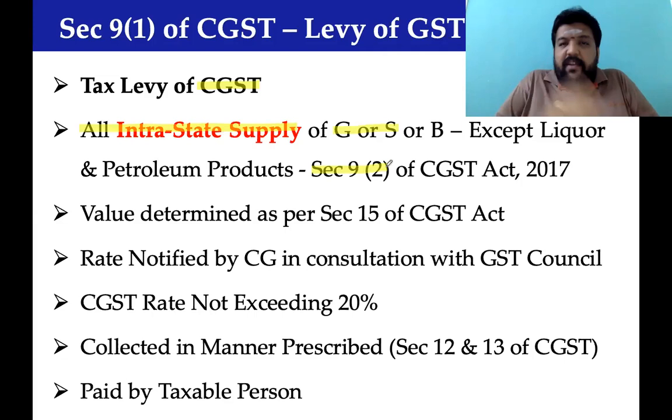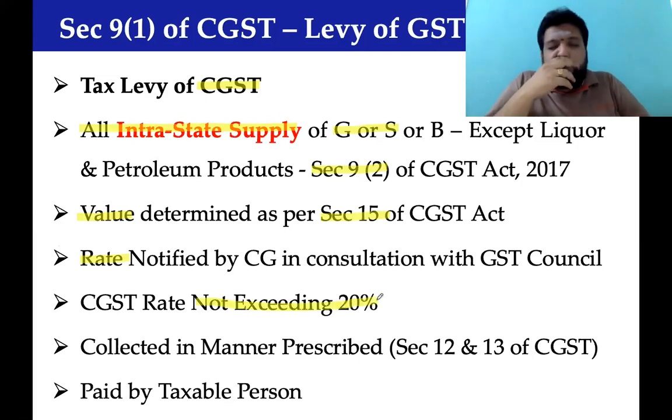On what will you calculate the tax? We will calculate the tax on the value which is determined as per Section 15. Next question: at what rate will you calculate the tax? The rate will be the rate that is notified by the central government in consultation with the GST Council. However, the rate of CGST shall not exceed 20%. That is an overall cap.